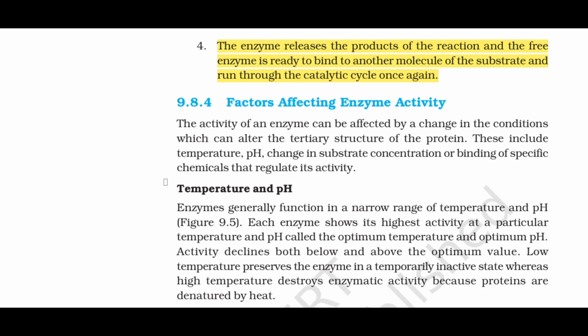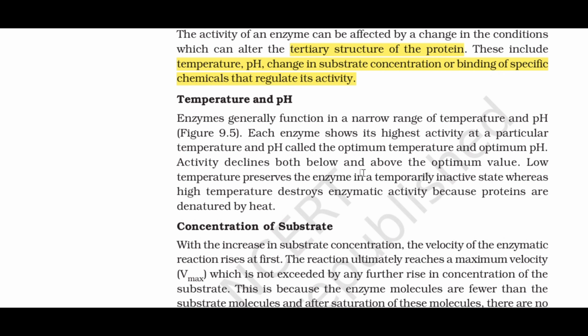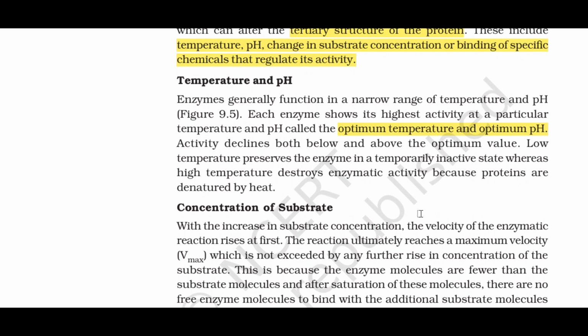Factors affecting enzyme activity. The activity of an enzyme can be affected by a change in the conditions which can alter the tertiary structure of the protein. These include temperature, pH, change in substrate concentration or binding of specific chemicals that regulate its activity. Temperature and pH. Enzymes generally function in a narrow range of temperature and pH, figure 9.5. Each enzyme shows its highest activity at a particular temperature and pH called the optimum temperature and optimum pH. Activity declines both below and above the optimum value. Low temperature preserves the enzyme in a temporarily inactive state, whereas high temperature destroys enzymatic activity because proteins are denatured by heat.